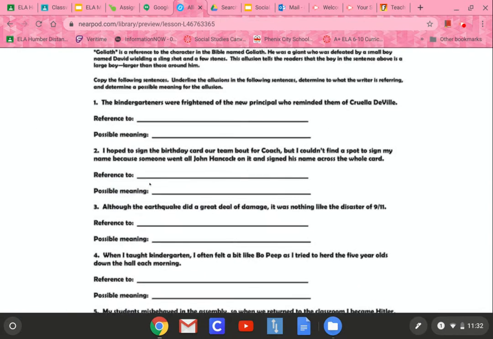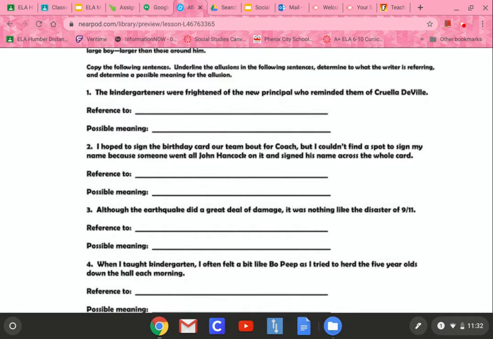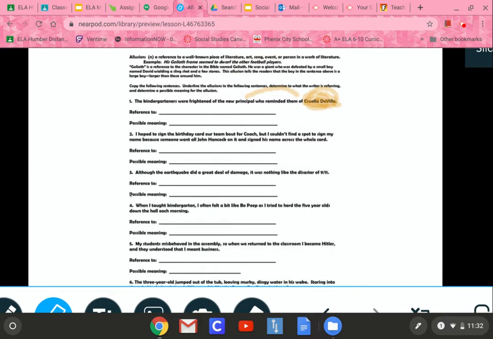It says, the kindergartners were frightened of the new principal who reminded them of Cruella de Vil. Well, the illusion here is Cruella de Vil. I did that all wrong. All right, there we go. Cruella de Vil. And we know that's a reference to the Disney movie 101 Dalmatians. And a possible meaning, comparing a principal to Cruella de Vil, I would think that that means that the principal is evil or has evil plans.